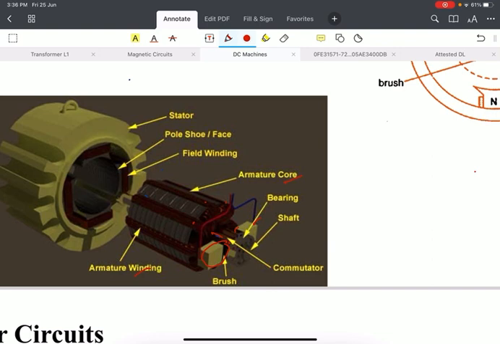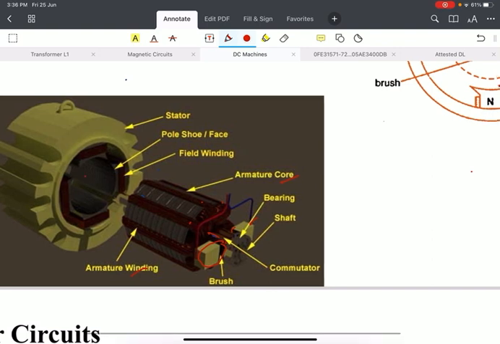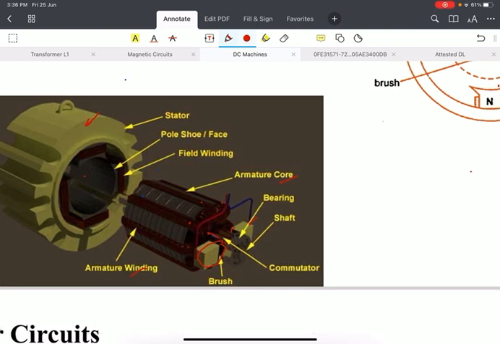This arrangement is placed inside this material, the stator. The stator basically has poles on which windings are wound, so that these poles are converted into electromagnets. When the supply is given to these windings, the poles are converted to electromagnets, and a field is produced by these poles. These are the field windings wound on the poles of the stator.